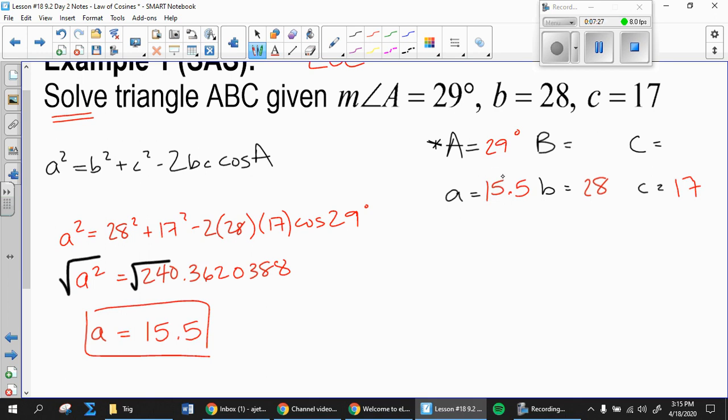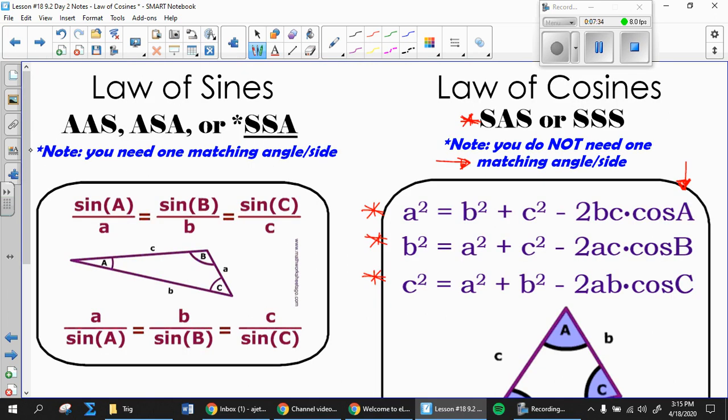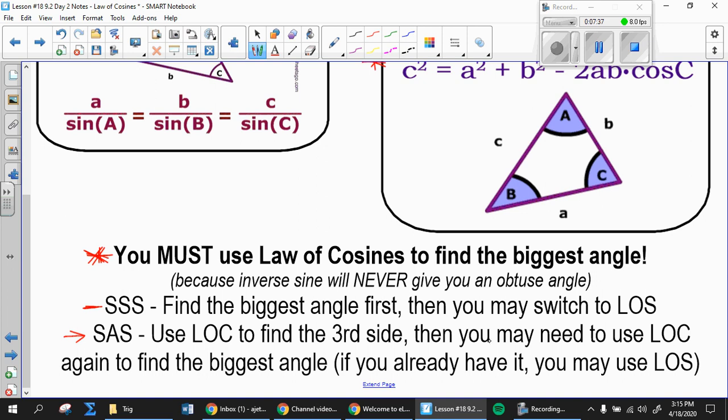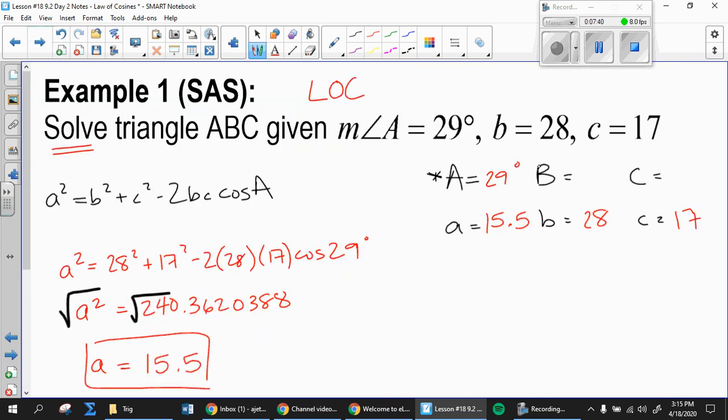Now that we have this side, I have these matching pieces, and I want to find these angles. But what we talked about when doing side-angle-side is that if you don't already have the biggest angle, my biggest angle goes with 28. So angle B right here is going to be my biggest angle. I have to use law of cosines again to find angle B. I cannot switch to law of sines yet. If A was my biggest angle, then I could switch to law of sines, but I can't right here. So I'm going to use law of cosines again.